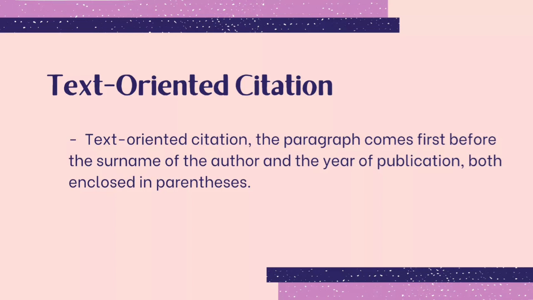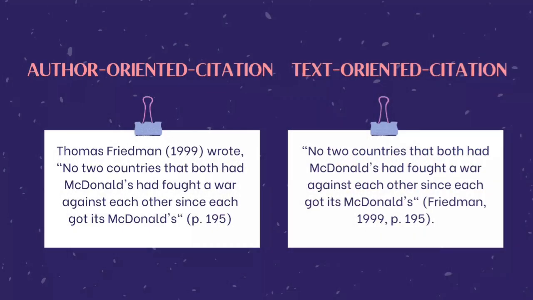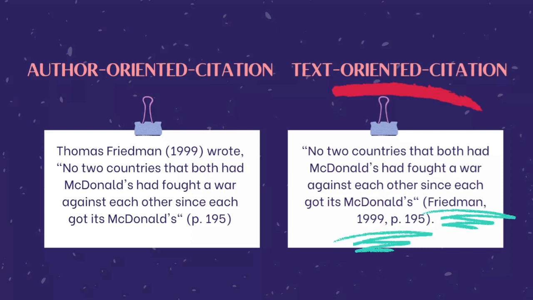It will be easy to identify whether the citation is either author-oriented or text-oriented. You just have to locate the position of the surname of the author and the year of publication. If it is found at the beginning of the text and the surname of the author is not included inside the parentheses, it is an author-oriented citation. On the other hand, if the surname of the author and the year of publication are both enclosed in parentheses and found at the end of the statement, it is therefore a text-oriented citation.